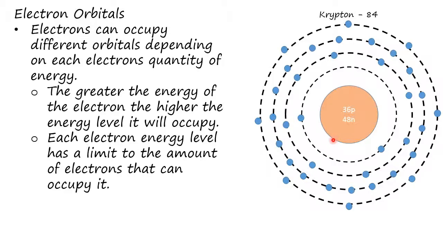And the further out from the nucleus you get, the greater the energy. So when comparing the energy of an electron in the first energy level to an electron, let's say the third energy level, the electron in the third energy level has a much higher amount of energy. Even though their mass and their charge are essentially the same, the electron in the third energy level has a much higher energy.